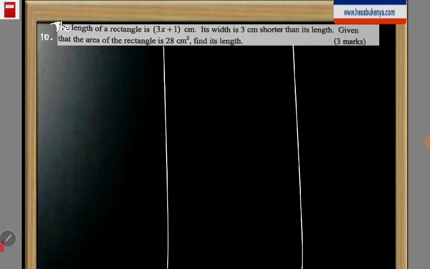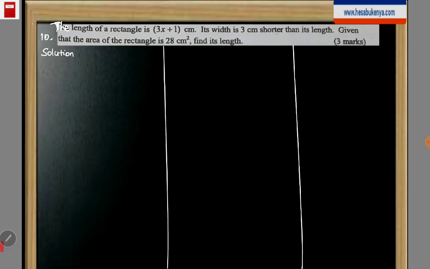Question 10. The length of a rectangle is 3x plus 1 centimeter. Its width is 3 centimeters shorter than its length. Given that the area of the rectangle is 28 centimeters squared, find its length. So, solution to this question.